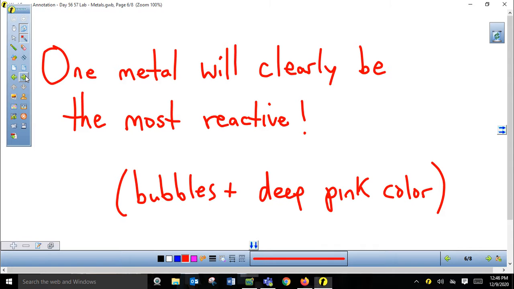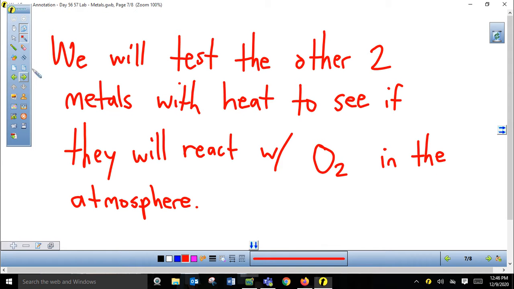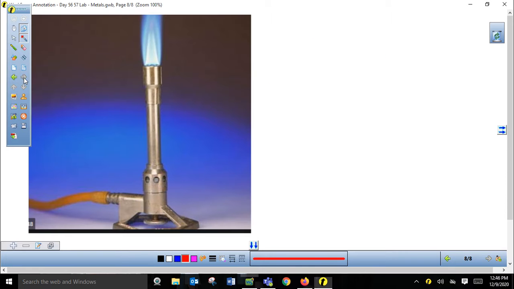Take the other 2 metals, and the directions will tell you which 2. We're going to test them by heating them up, and we're going to try to get them to react with oxygen in the air. If we heat up chemicals, typically we give them energy, and they're more likely to react. So we're looking for, does this metal react with oxygen, yes or no? Look for the signs that a chemical reaction is taking place to help you figure out whether or not it's reacting. It's pretty easy to see when you do this which one reacts and which one doesn't.